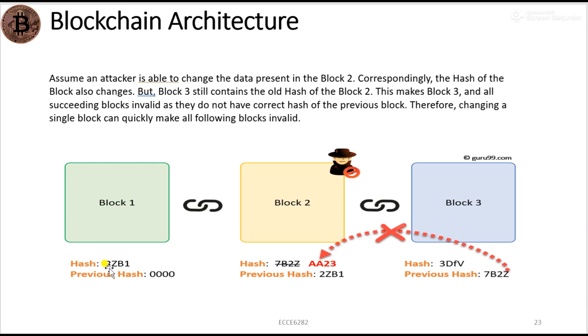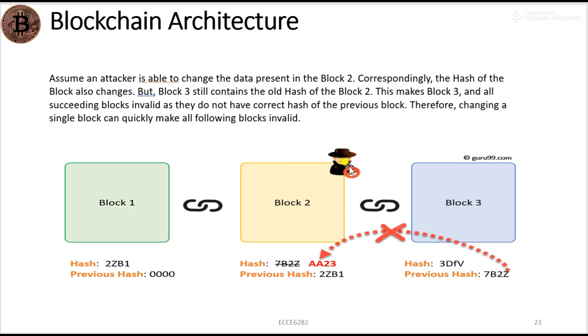Its hash value here is 2ZB1, and it also contains the hash of the previous block. If it is the first block, then we assume that there is no previous block, so the previous hash is 0, let's suppose. When we go to block 2, block 2 has its own hash value, and it contains the hash of the previous block, and so on. The same thing goes on in all the blocks, and this way these blocks are linked or chained together. That's why we call them a blockchain.